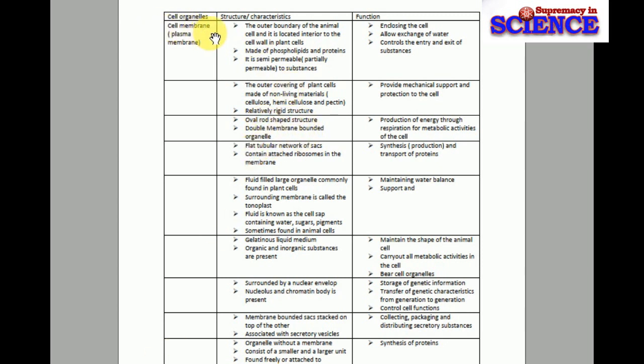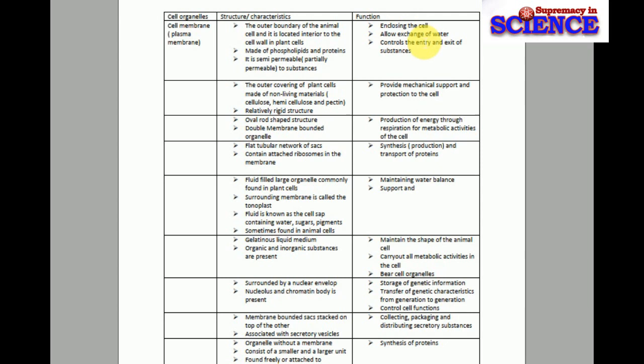Start from the cell membrane. Cell membrane is a structure which is enclosing the cell. Always all the cells have the cell membrane. And the other thing, it allows exchange of water and other substances actually.